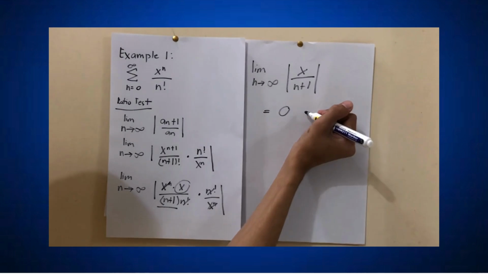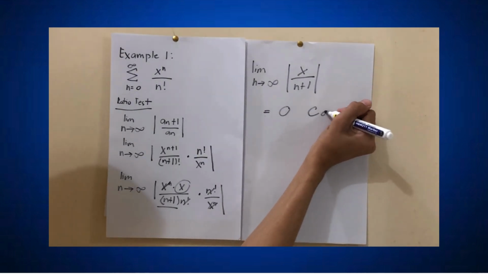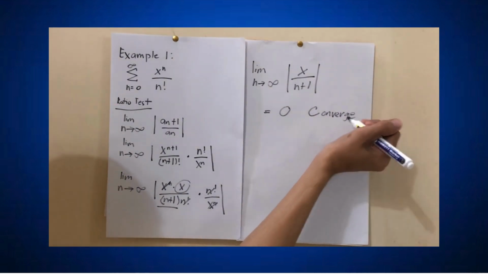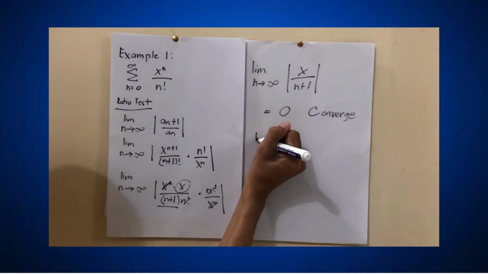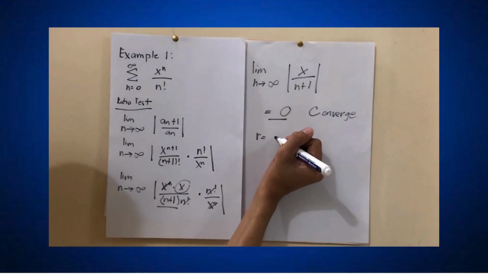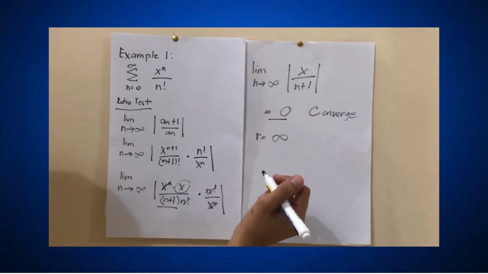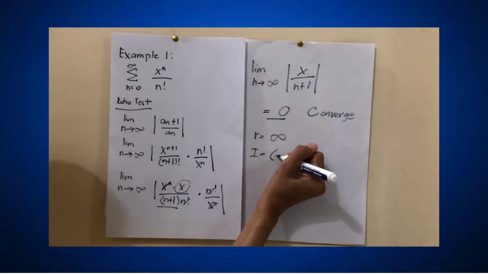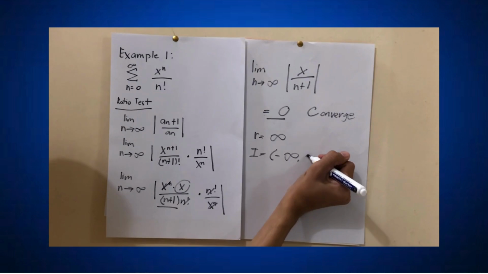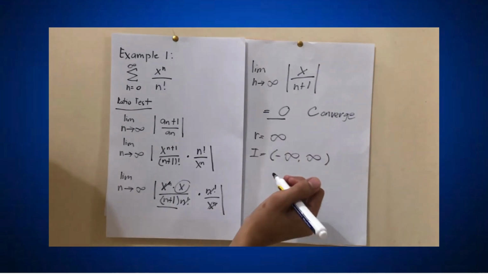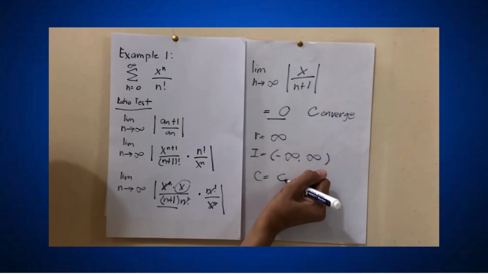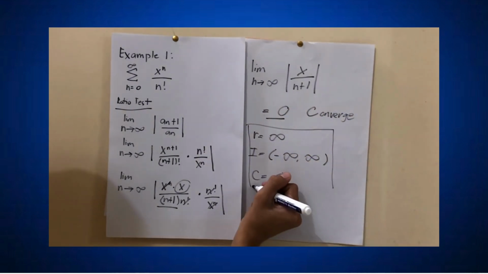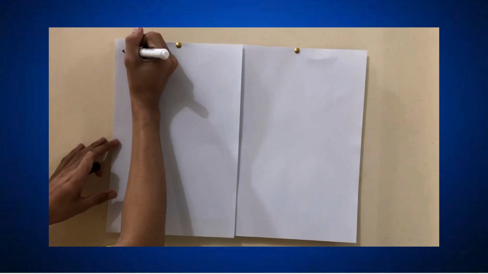And now, we will have an answer of 0, because we know that when we substitute infinity, x over infinity is equal to 0. And 0 is converging. Then, earlier we discussed in the table that when the value we get is 0, our radius is infinity, and our interval is equal to negative infinity to infinity. And our center is equal to 0.